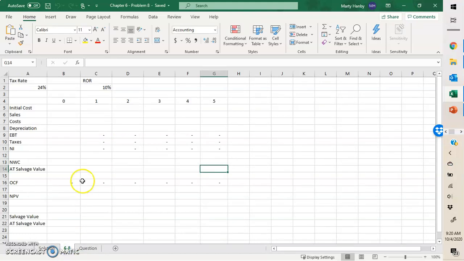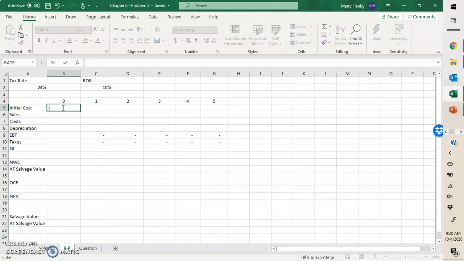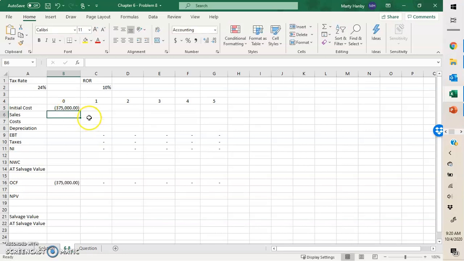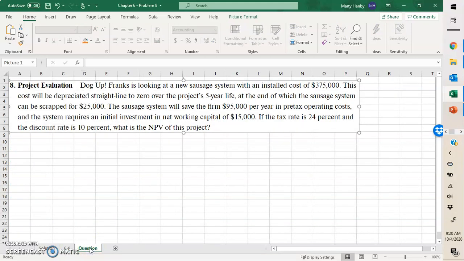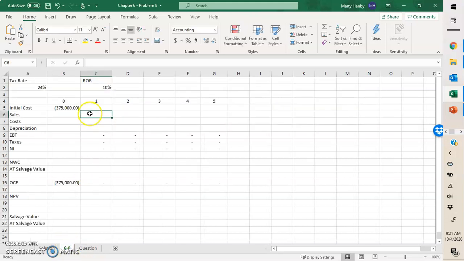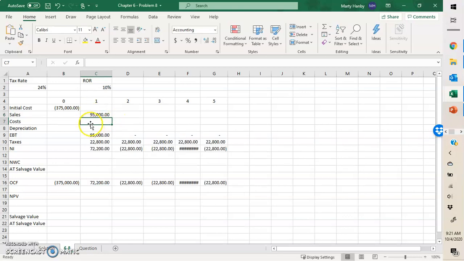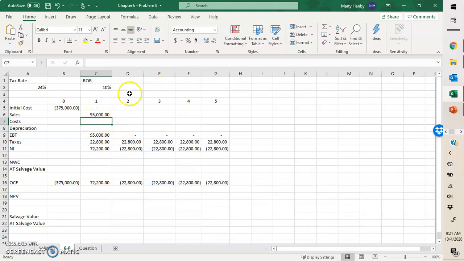So I've set up a table. So our net cost, the initial cost, is a negative $375,000. Then it's generating savings of $95,000. What I do here, I just have it set up for sales. So savings and sales would equate to the same thing. Or I could actually enter it as a negative if I chose to.